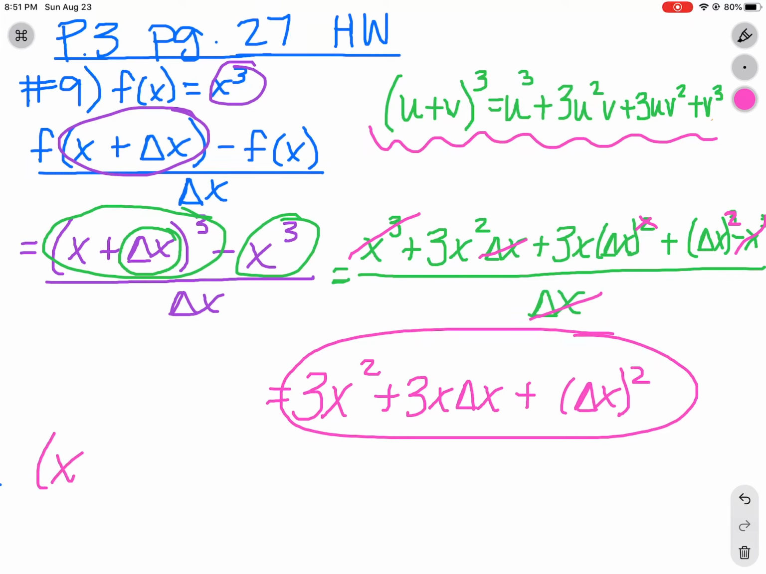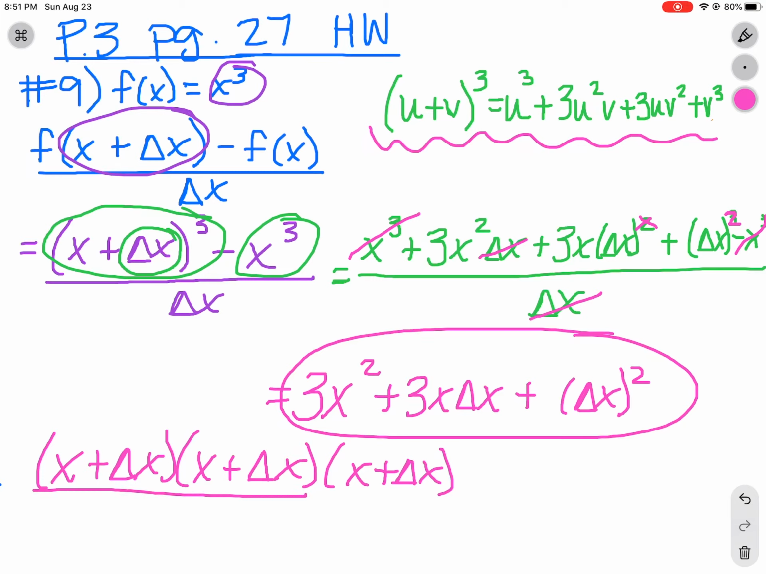Otherwise, if you did it at home, you might have done x plus delta x times x plus delta x times x plus delta x, which is just exhausting to think about. You having to multiply these two out with double distributive property and then use distributive property again to multiply that product by this binomial. So that just seems like a lot to do. This is definitely a much shorter and smarter way to work.